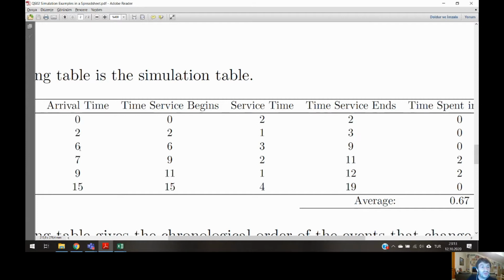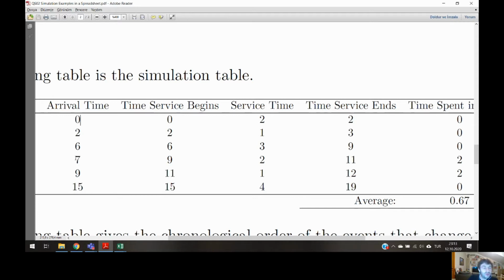Then the third customer will arrive at the end of the 6th minute, and the service will start when he or she arrives, because even if the server is idle at that moment, the service of any customer can only start at the time of arrival, right? Before the customer arrives, the service cannot start. So we need to be very careful about these things. The time service begins is the end of the 6th minute, and the service time will be 3. So the service of the third customer is complete at the end of the 9th minute.